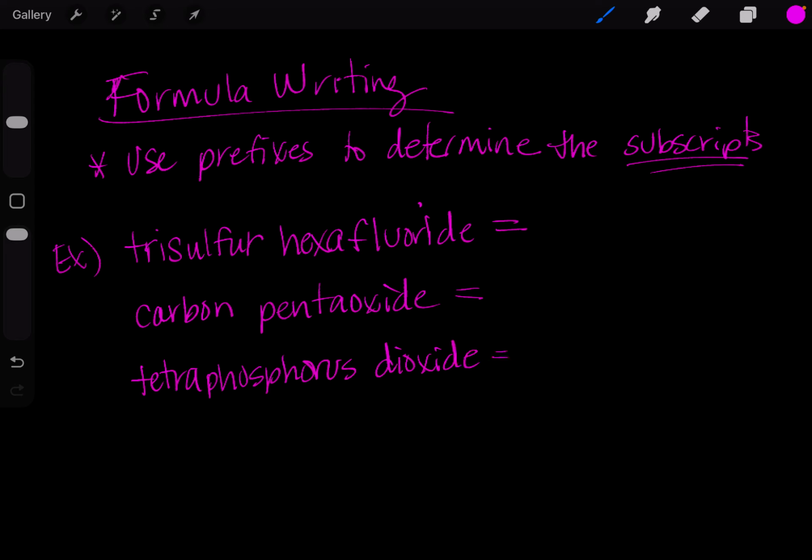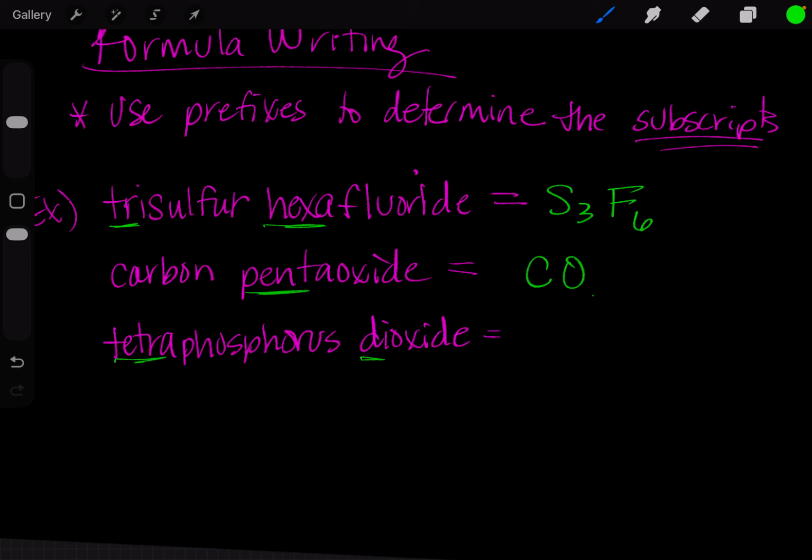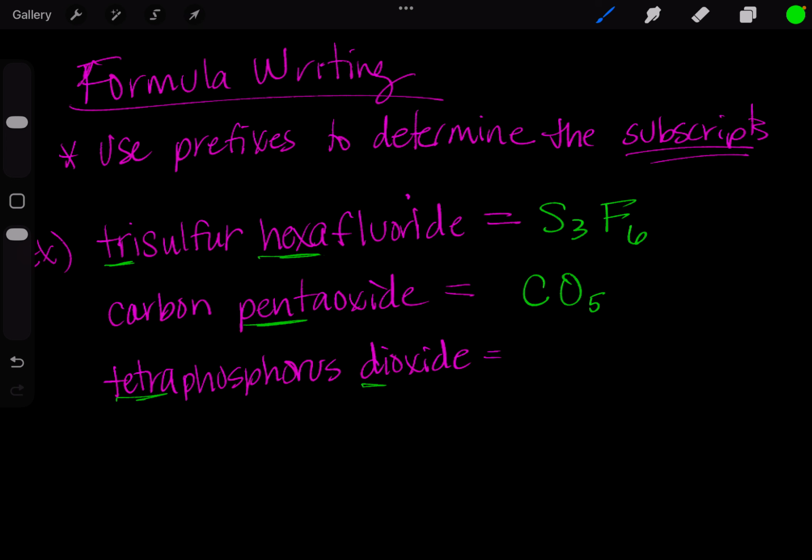Give you a second here. Go through and I will highlight tetra, hexa, penta, tetra, di. So trisulfur. Hexa means 6. So I have S3F6. Carbon, if there's no prefix, it's just going to be singular. Carbon pentaoxide. That's 5. And then I have tetraphosphorus, so P4 dioxide.